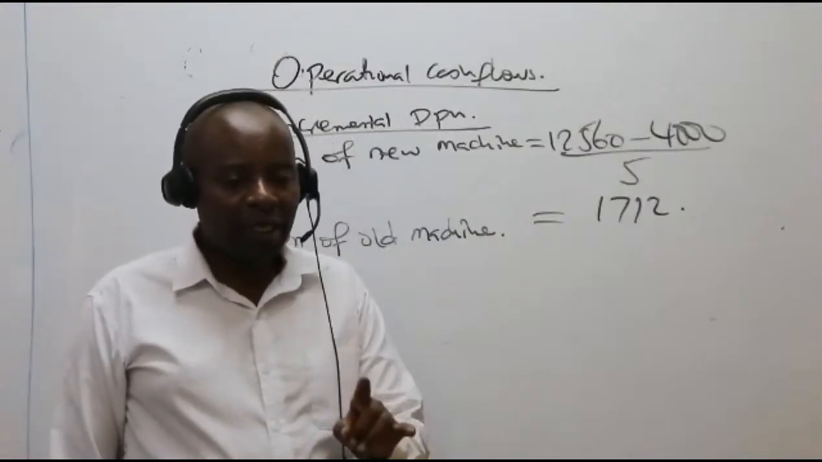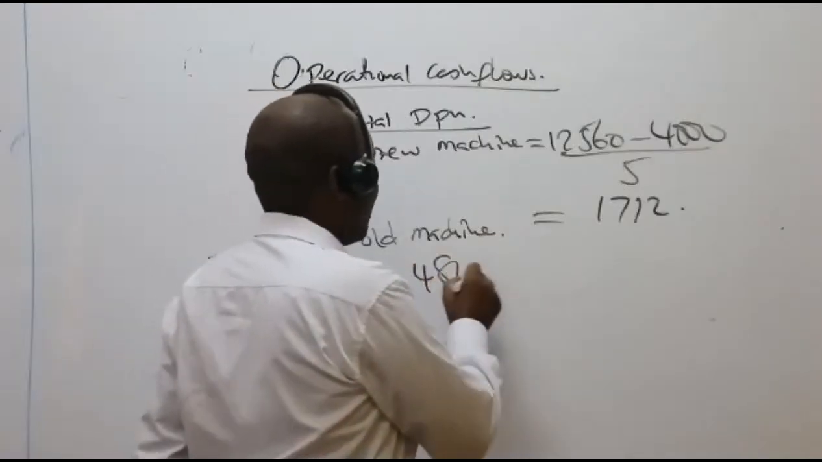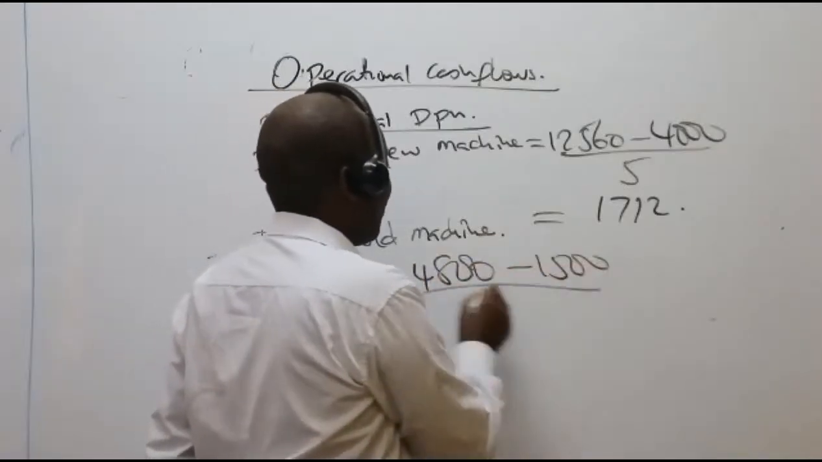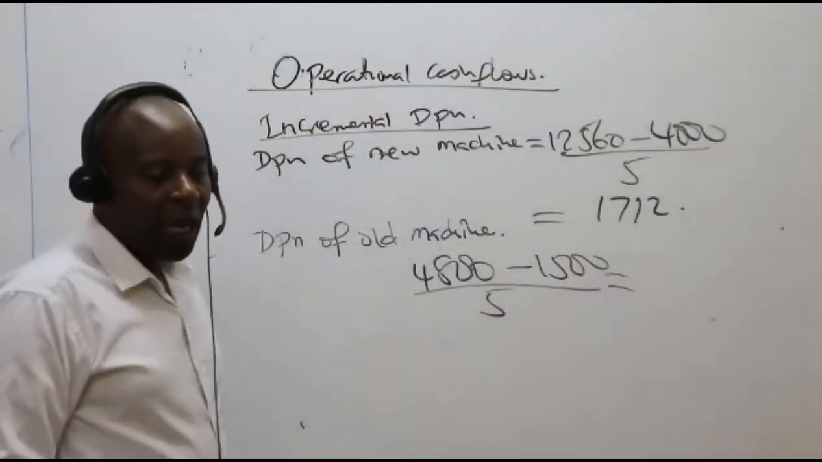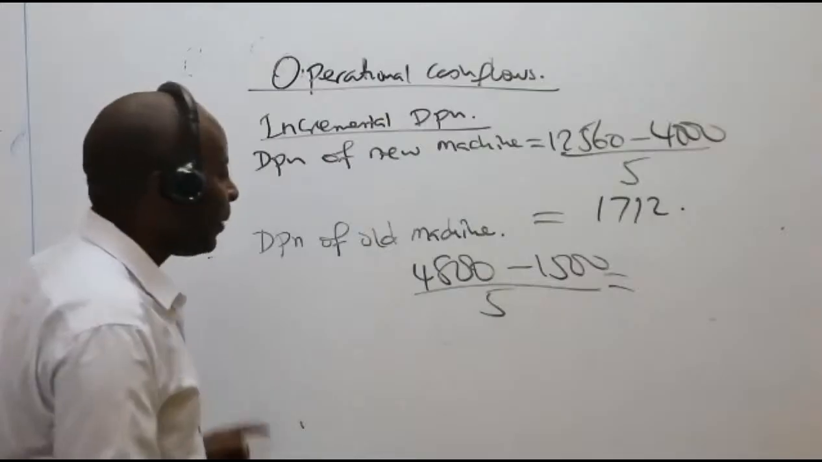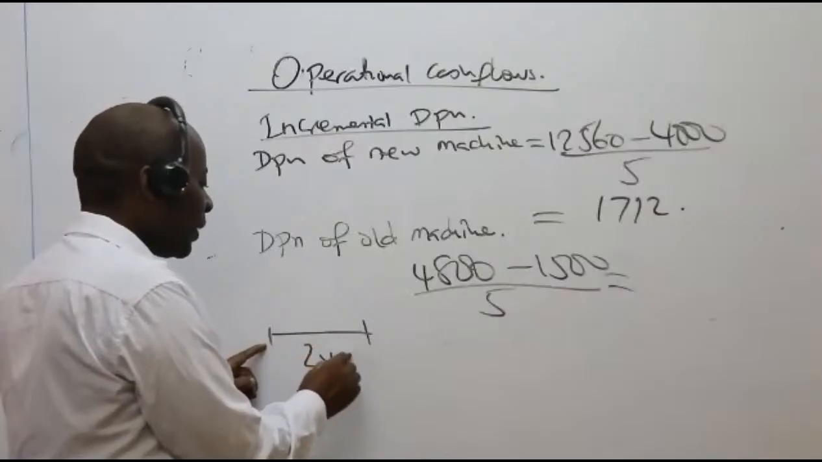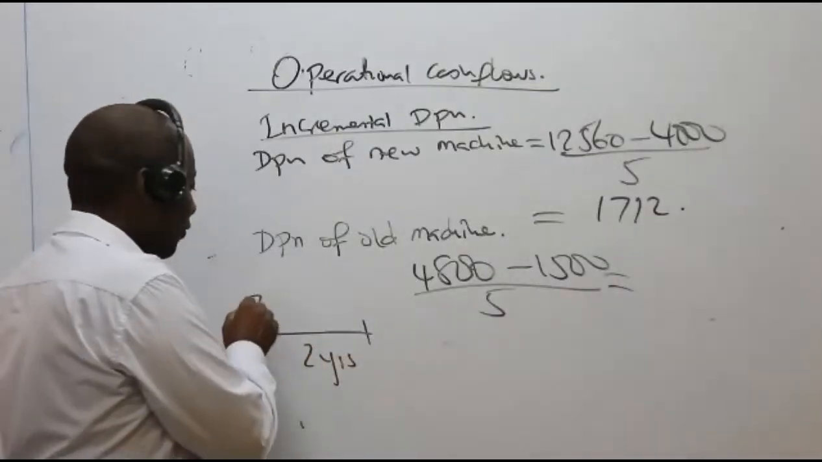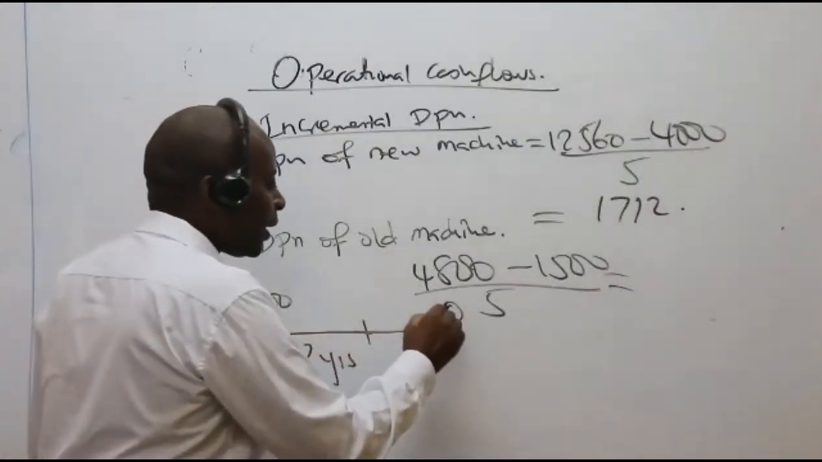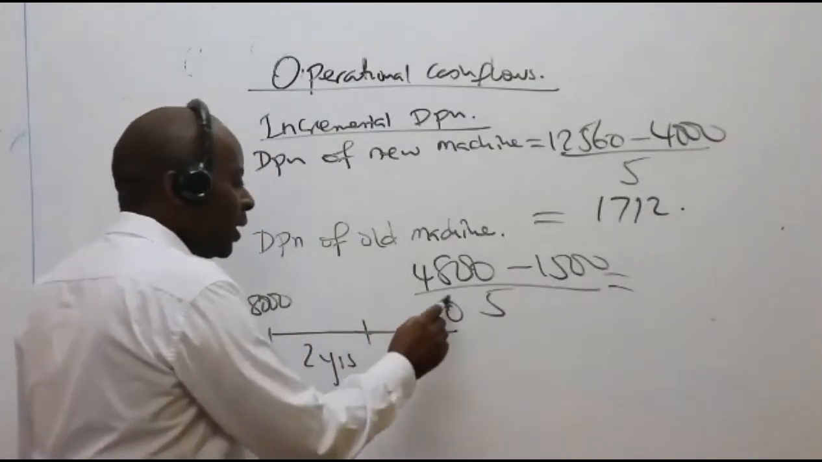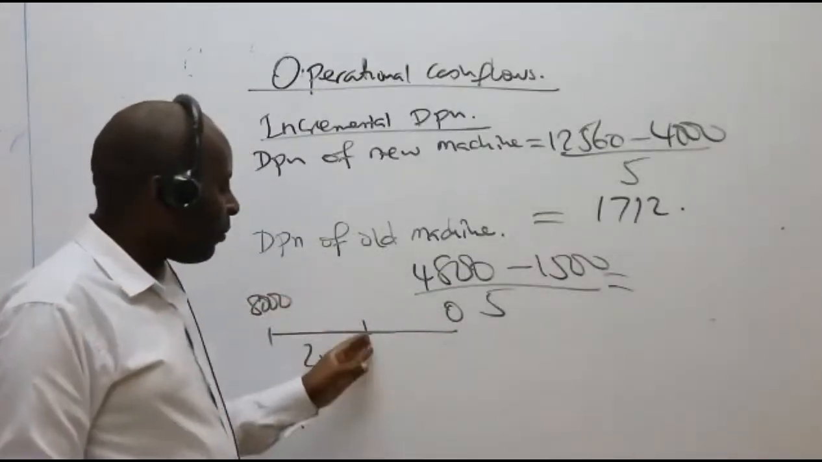So Ruth says it should be 4,800 minus 1,500 divided by 5. This is what is correct, and I will explain. Ladies and gentlemen, remember we bought this machine some 2 years ago, and we bought it for 8,000, right? And I did an estimation where we said that for these 5 years, this thing's scrap value will be 0.